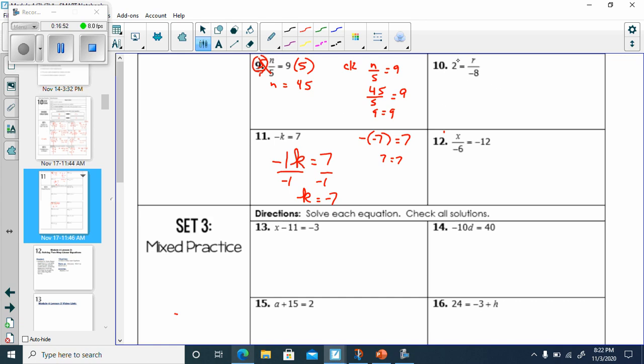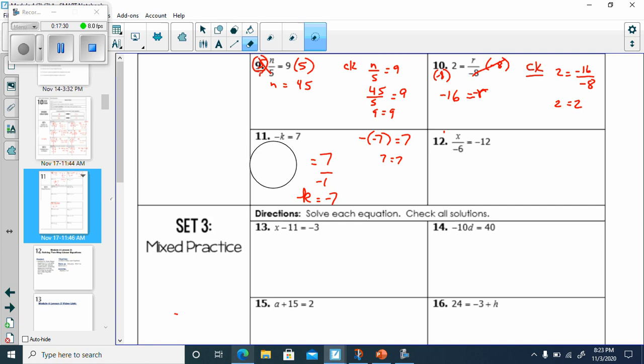How about 2 is equal to r divided by negative 8? The opposite of dividing is to multiply. I'm going to multiply both sides by negative 8. These cancel. R is equal to negative 8 times 2, which is negative 16. Now let's check. 2 is equal to negative 16 divided by negative 8. Is 2 equal to 2? Yes, it is. So the solution for r is negative 16.